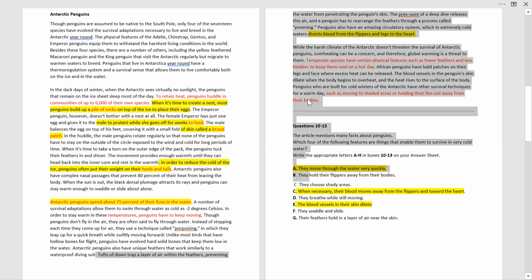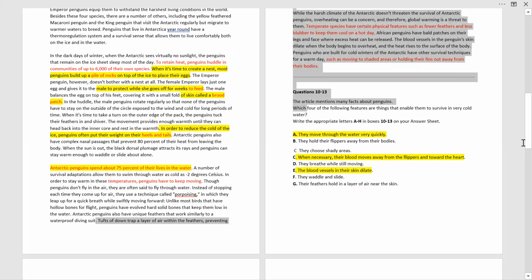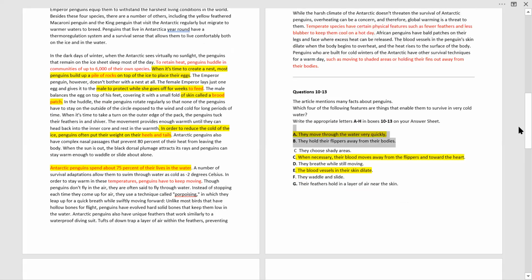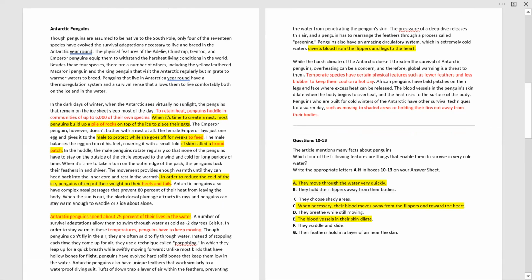Okay, come on. This last sentence, right? This is about the same one as written in the G. This one, preventing the water from penetrating into the penguin skin. And if you go after this G option, their feathers hold in a layer of air near the skin. So this is the paraphrasing of the same option.